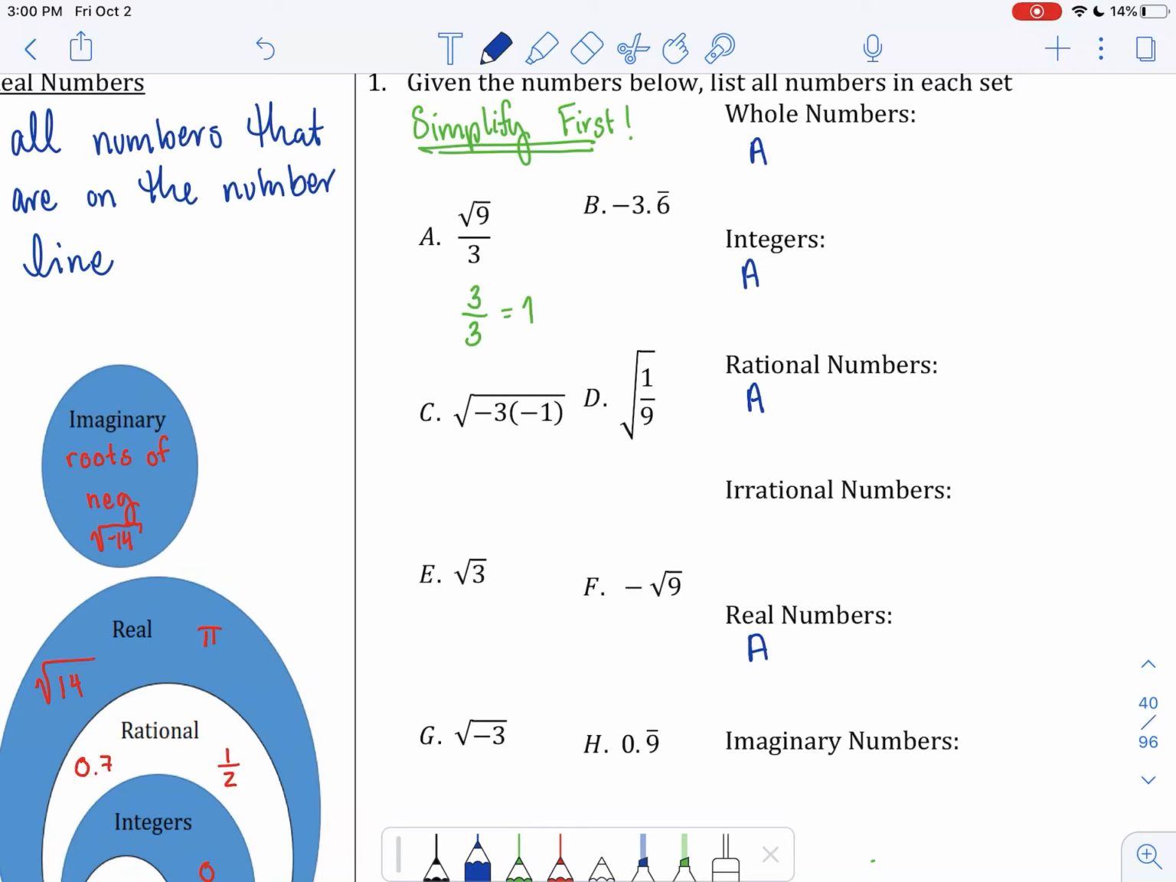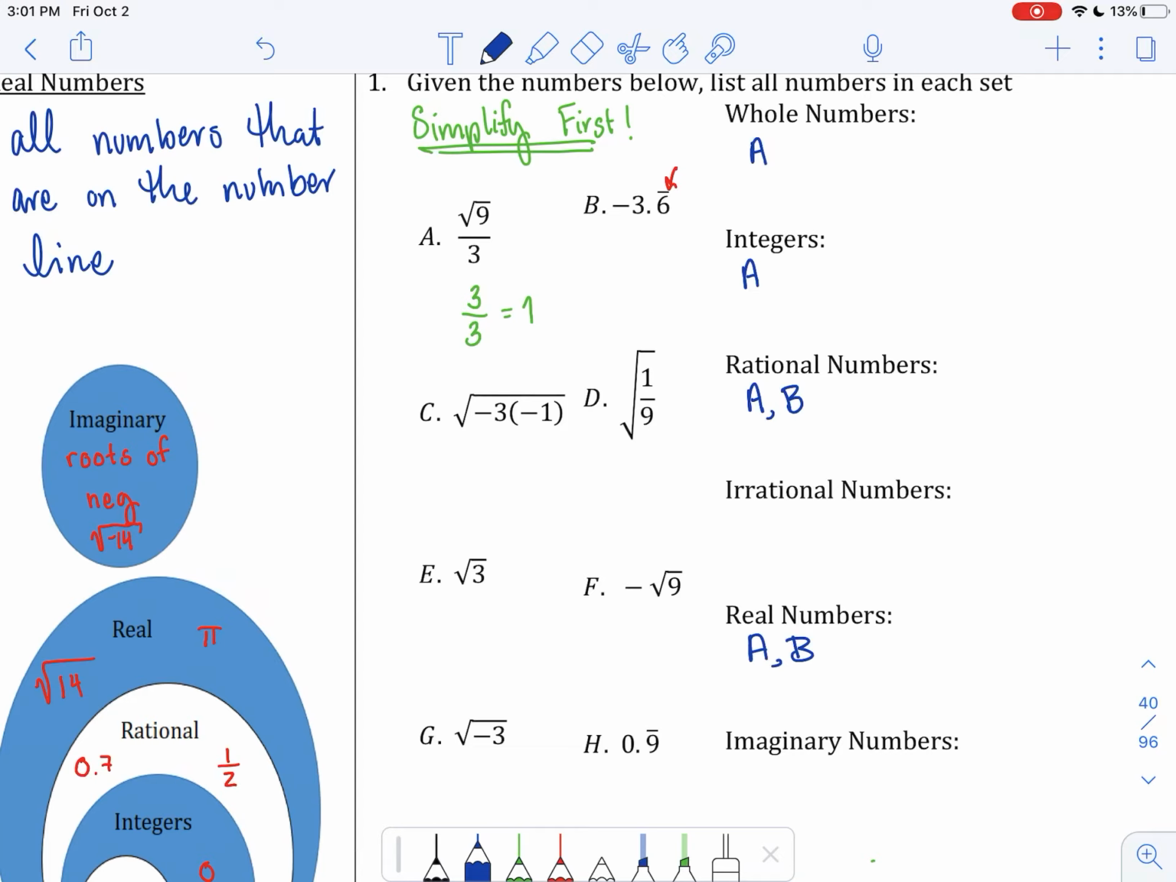Okay. The next one we're looking at is B, -3 and 6.6 repeating. So whenever you see a decimal with the bar over it, that's repeating. This means that it is a rational decimal. Any decimal that ends or repeats is rational. The ones that are irrational are ones like pi, where they go on forever, but they don't repeat. So if I see repeating, I will know, oh, that's rational. So it's a rational, and if it's rational, it's also real.